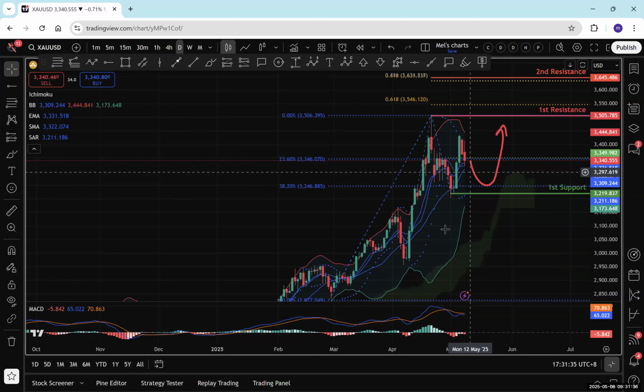So I have labeled it first resistance and second resistance. It's up to you if you want to go in for a partial profit at the first resistance, or you want to wait for price to break above that first resistance for extra upside confirmation. Or you can wait for prices to break out of this support, or rather resistance level here, and then go in for a buy to that first resistance. So that's up to you. Okay, so that is for gold.